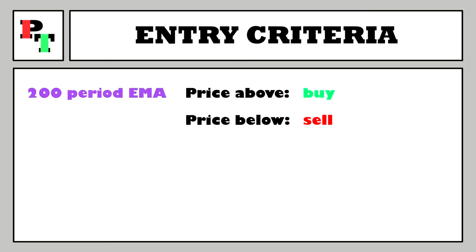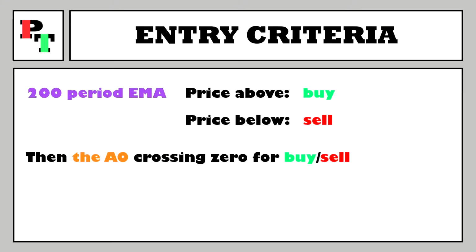For the 200 period average, we're going to use it as a basic filtering system by saying that if price is closed above it, then we're only going to take buy trades. And if price is closed below it, then we're only going to take sell trades. And for our awesome oscillator, it will be an entry signal when the histogram value closes across the zero mark. So we will enter a buy trade if it closes above zero and the EMA clears us, or a sell trade if it closes below zero with the EMA giving us the go ahead there.